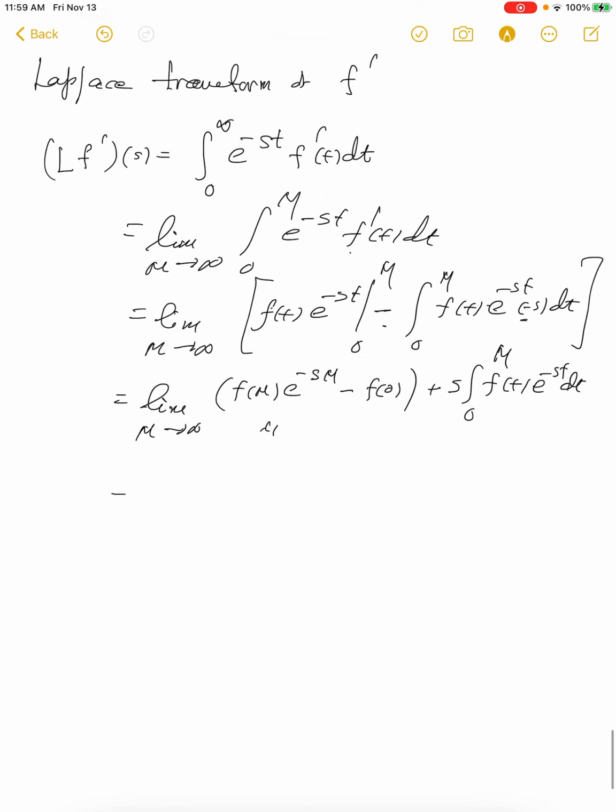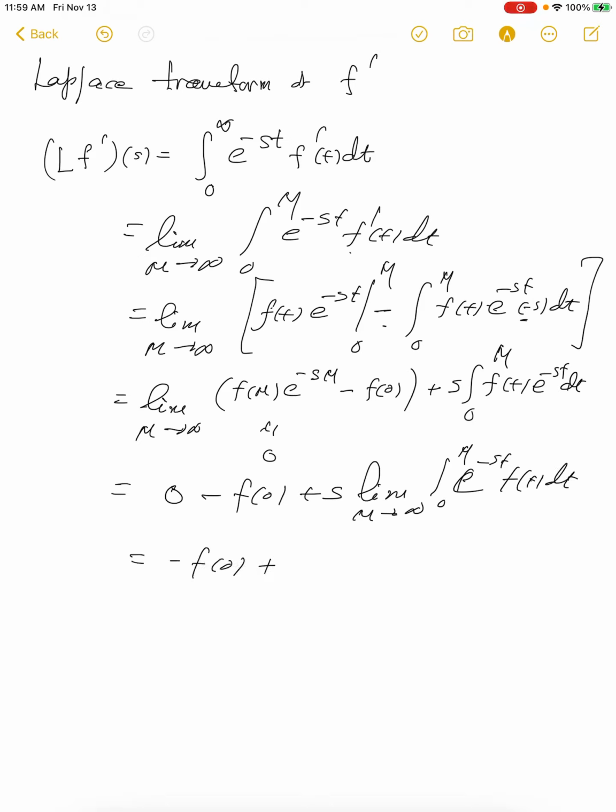But if you look at this, what will happen? This limit is 0. Then you are left with minus f 0 plus s times the limit as m tends to infinity of the integral from 0 to m of e to the minus st f t dt, which is exactly the Laplace transform. So this is minus f 0 plus s times the Laplace transform of f. Let me write this formula as L of f prime at s is s times L of f at s minus f 0.